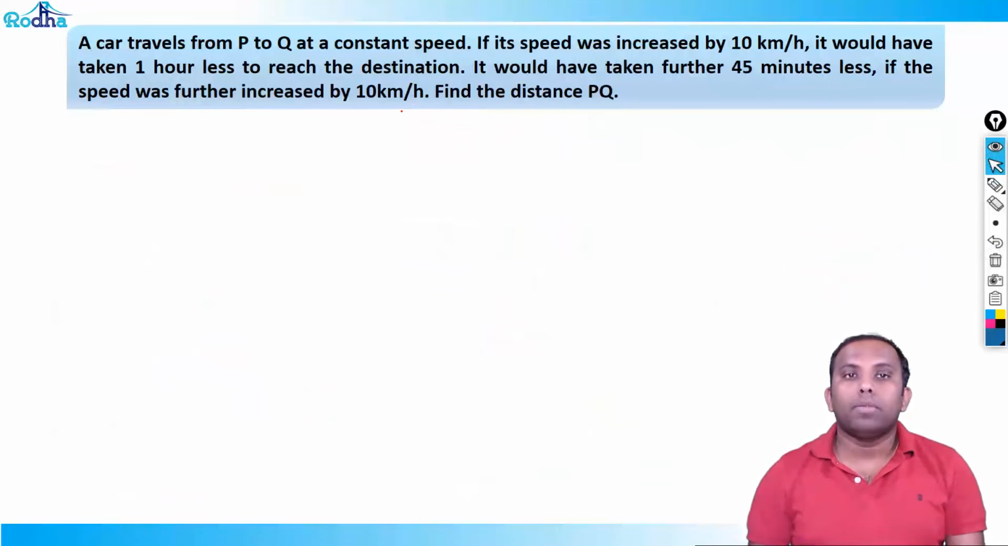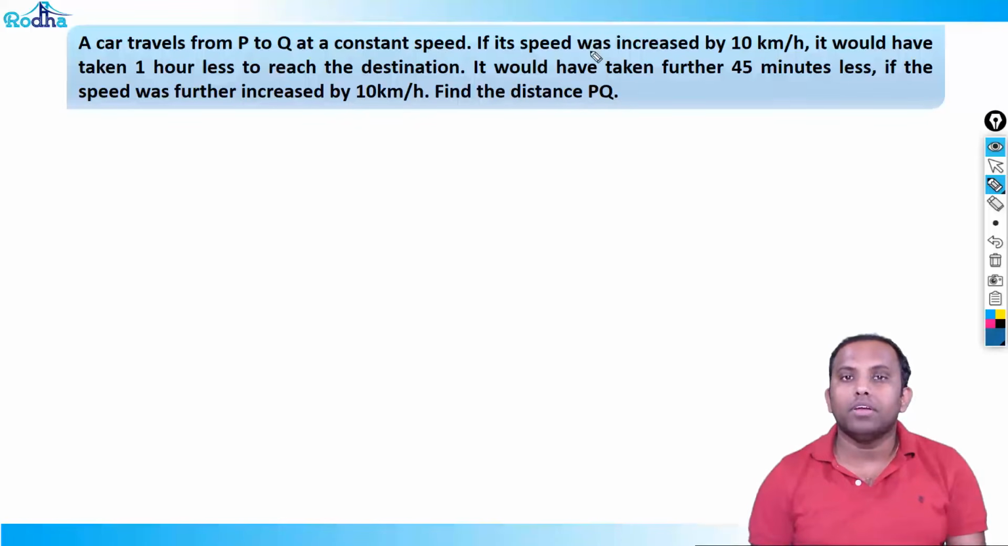A car travels from P to Q at a constant speed. If its speed was increased by 10 km per hour, it would have taken 1 hour less to reach the destination. It would have taken further 45 minutes less if the speed was further increased by 10 km per hour. Find the distance PQ.